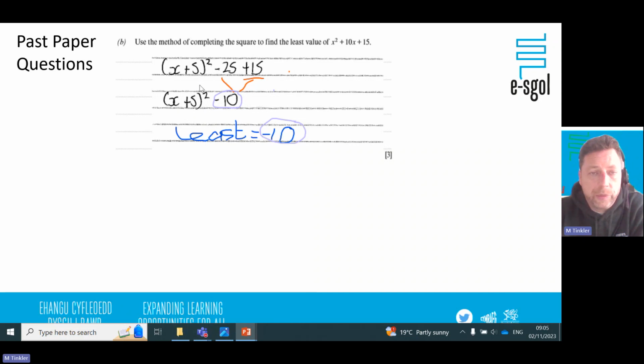Okay, so the top line is what we've been doing for the last half a dozen questions. The least value is the minus 10 bit on the end.